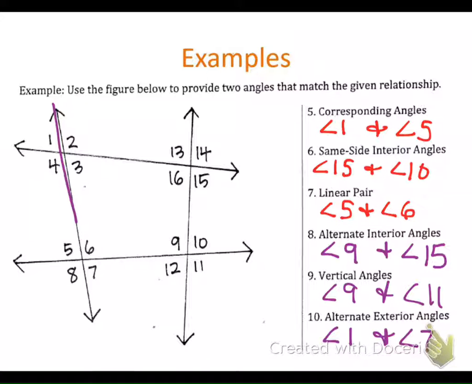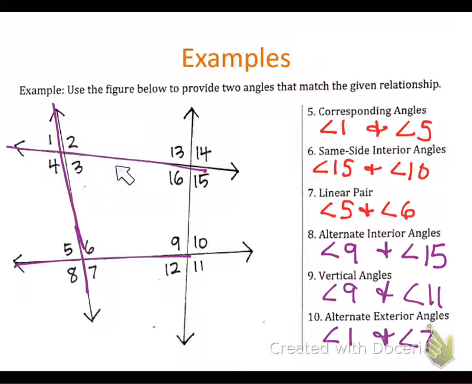See how on this transversal, this is our transversal here. Then we have our two lines. These are on the outside of the two lines and on opposite sides of the transversal. Those would be alternate interior. See how they're inside the two lines? 2 and 8 would work.